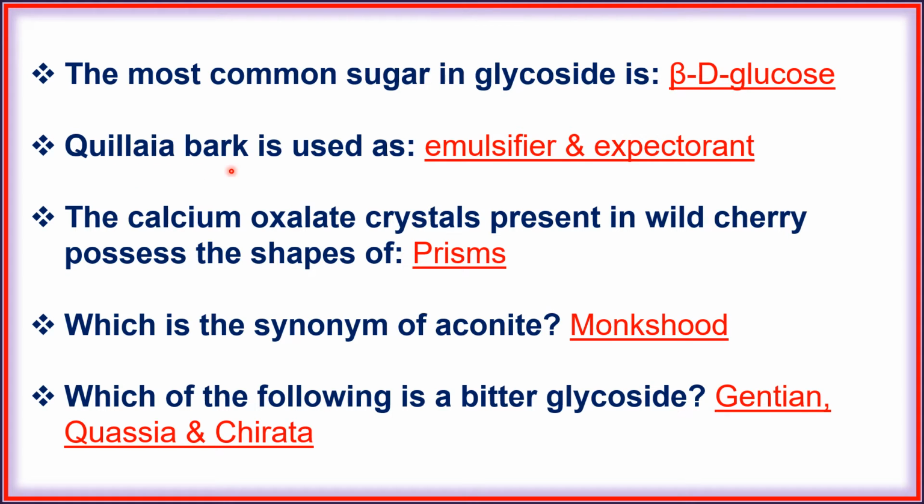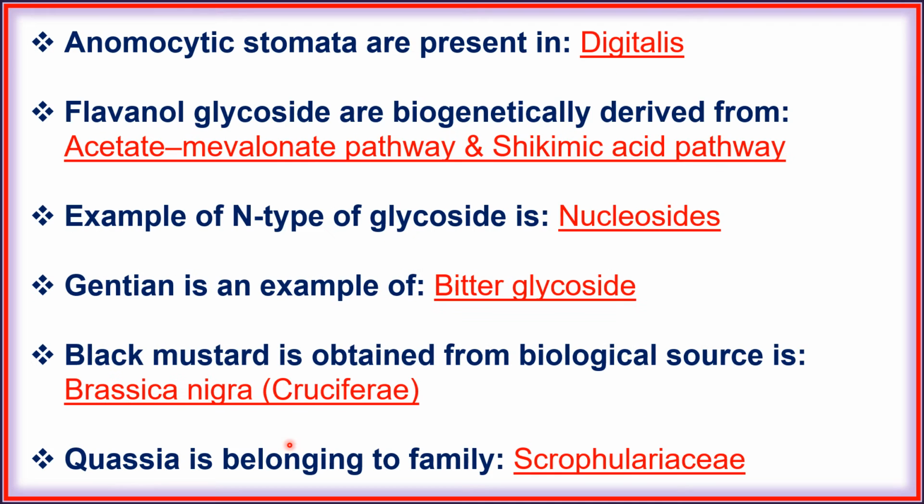Next, quillaia bark is used as emulsifier and expectorant. Next, the calcium oxalate crystal present in wild cherry possesses the shape of prism. Next, which is the synonym of aconite? That is monkshood. Next, which of the following is a bitter glycoside? Gentian, Cassia and Chirata. Next, anomocytic stomata are present in Digitalis.